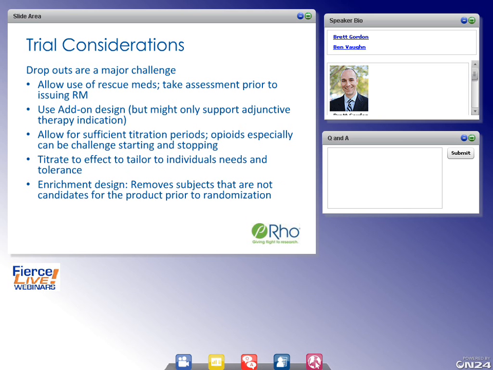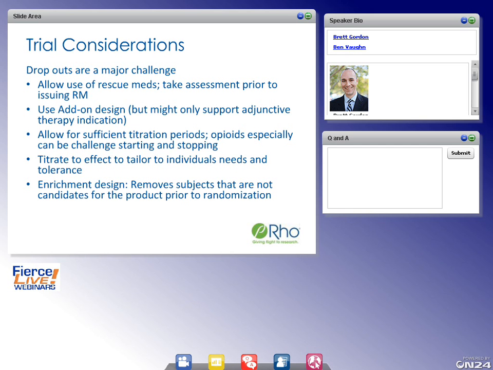So you can basically go ahead and add your therapy that you're looking at to an existing therapy that patients are already taking. One of the downsides to this, though, is that you might only wind up with an adjunct therapy label if you did not also do a monotherapy trial. You can also look at allowing for sufficient titration periods, especially with opioids. You want to make sure that your titration period is long enough that you can bring patients on slowly. This will also help to hopefully eliminate some dropouts that you might expect to see.